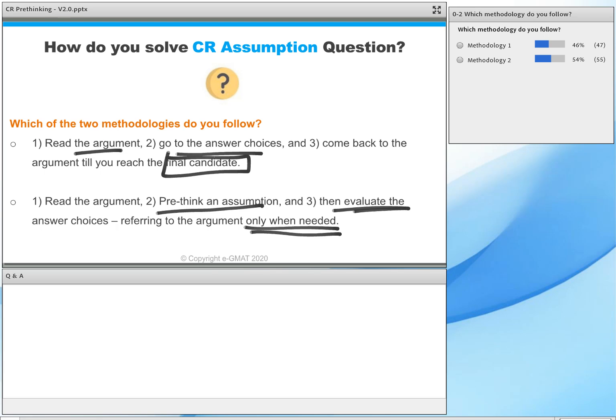Let's broadcast the results, and you can see about 46% of you chose methodology 1. Again, this is not the pre-thinking method. Methodology 2 is the pre-thinking method. Yes, and you can see about half and half in this case.